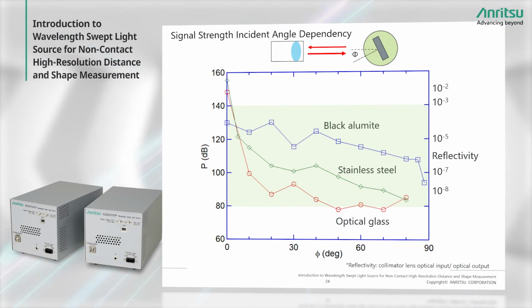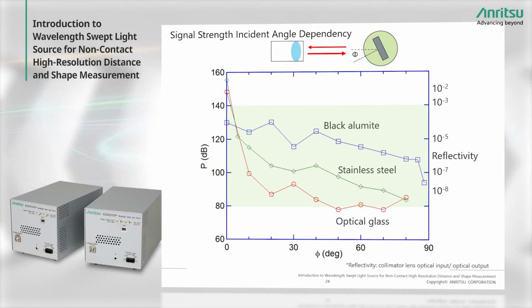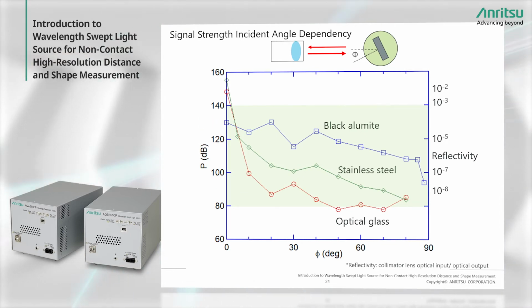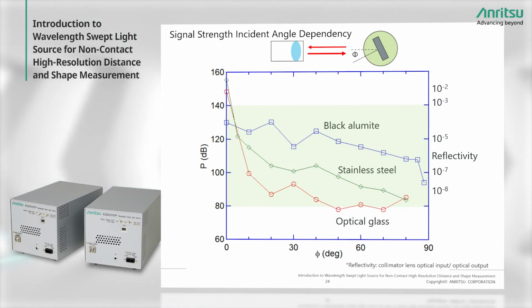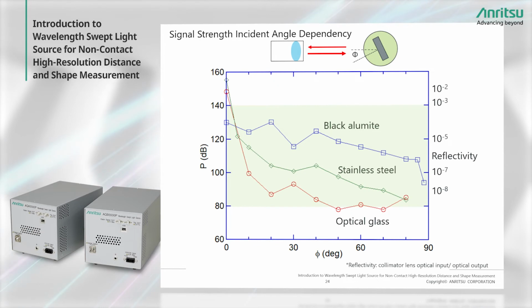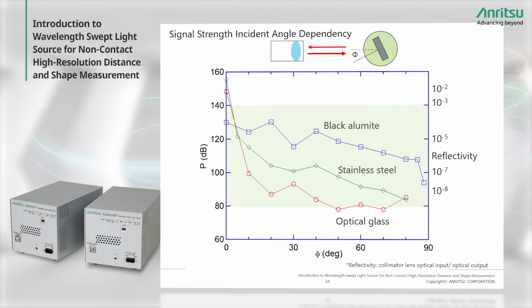First, each of these optical materials was placed on a turntable that was rotated to measure the change in power and reflectivity with incident angle. The incident angle is plotted on the x-axis with signal strength on the vertical axis, and the area where distance can be measured with micrometer order accuracy is in the range from 90 to 150 dB.